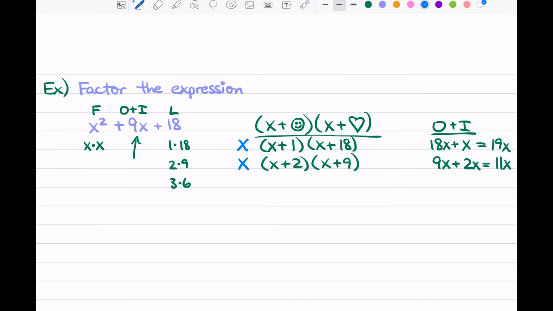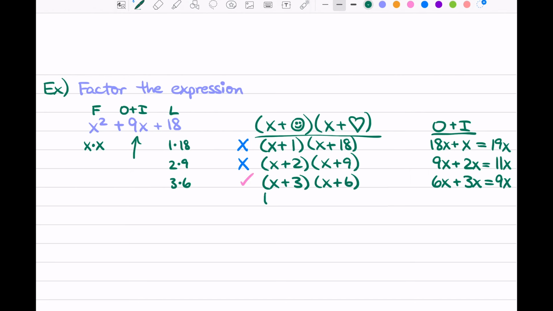So there's going to be a lot of trial and error here. It's sort of like a jigsaw puzzle. You'll have to try different pieces to see what fits. So let's try 3 and 6 here. For our smiley face and our heart, we could have x plus 3 times x plus 6. Now we need to check if our O plus I equals 9x. So O would be 6x. Then our I is 3x. That leaves us with 9x. So we found it. We found what our smiley face and heart should be.